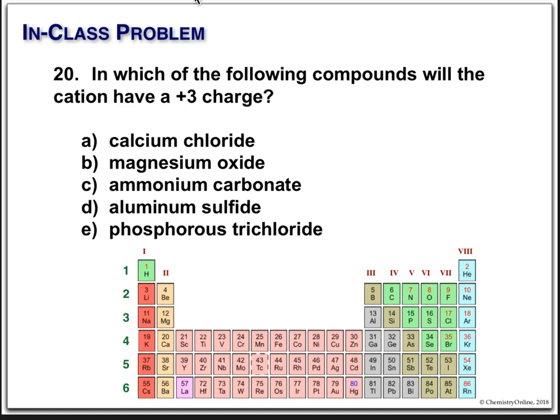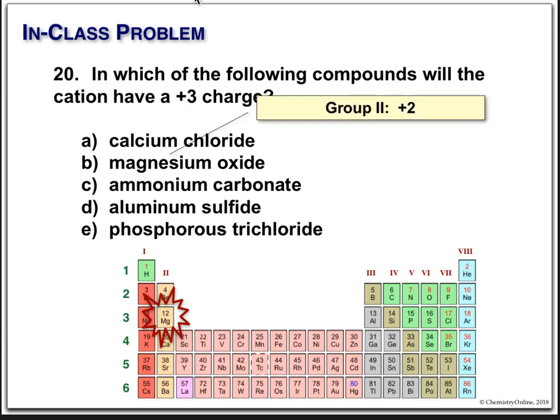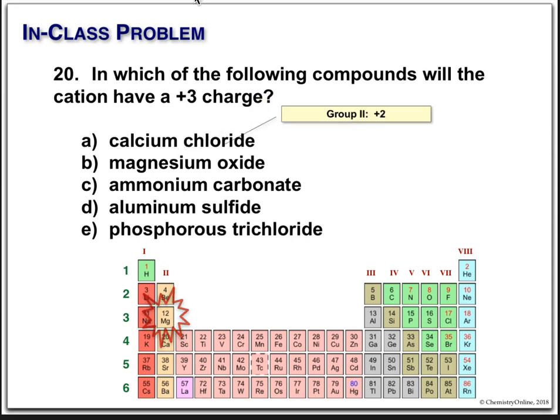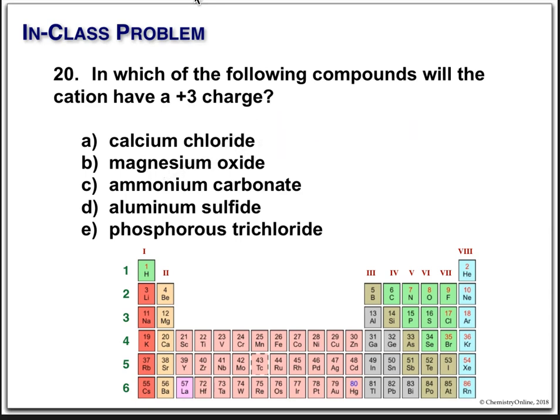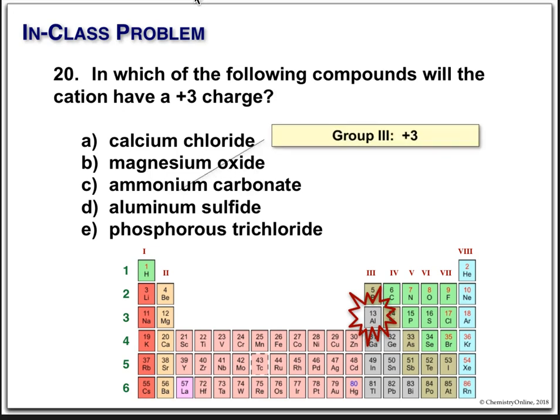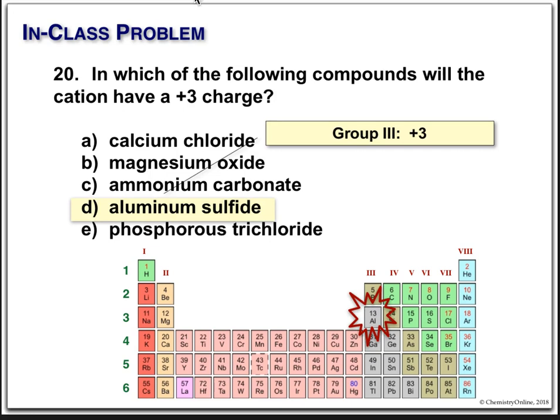Magnesium oxide. Look at your periodic table and find magnesium. There it is. Where is it? Oh my gosh, it's also in the second group. And it will also have a +2 charge. So that's not it. Ammonium carbonate. Now we saw ammonium half a dozen questions ago. We know that's a polyatomic ion, isn't it? And we remember that that's a +1 charge. And then finally, aluminum sulfide here. Aluminum, where is it? There it is in group 3. Because it's in group 3, it will form a +3 cation, and that's the correct answer.